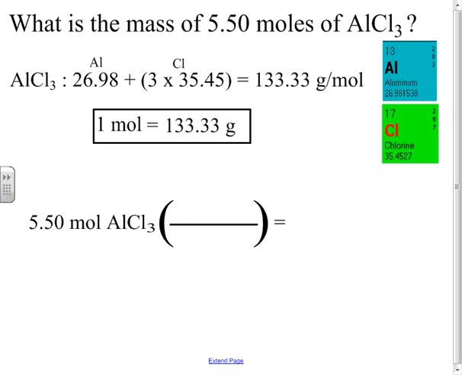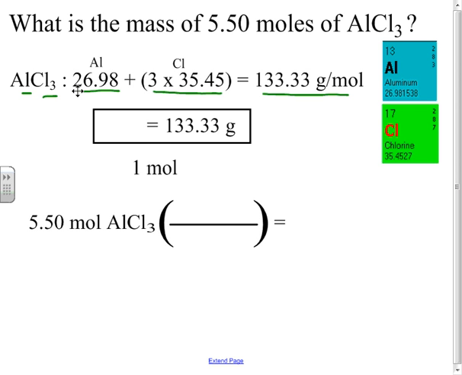So if I asked you, what is the mass of 5.50 moles of aluminum chloride? The first thing you would need to do is to figure out what the mass of 1 mole of aluminum chloride is, because that is going to be your equivalent. So aluminum chloride is made up of 1 mole of aluminum and 3 moles of chlorine, and so the molar mass is 133.33 grams per mole. So that gives me an equivalent, a relationship between moles and grams.